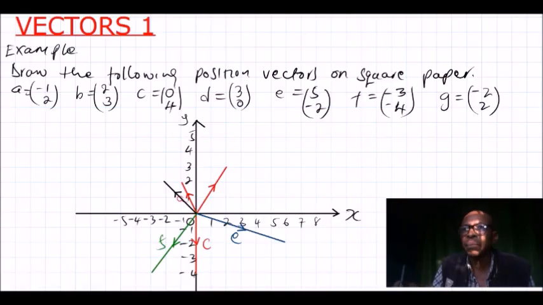So I hope now you understand what a position vector is. Any vector starting from the origin is referred to as a position vector, and I hope that is clear.